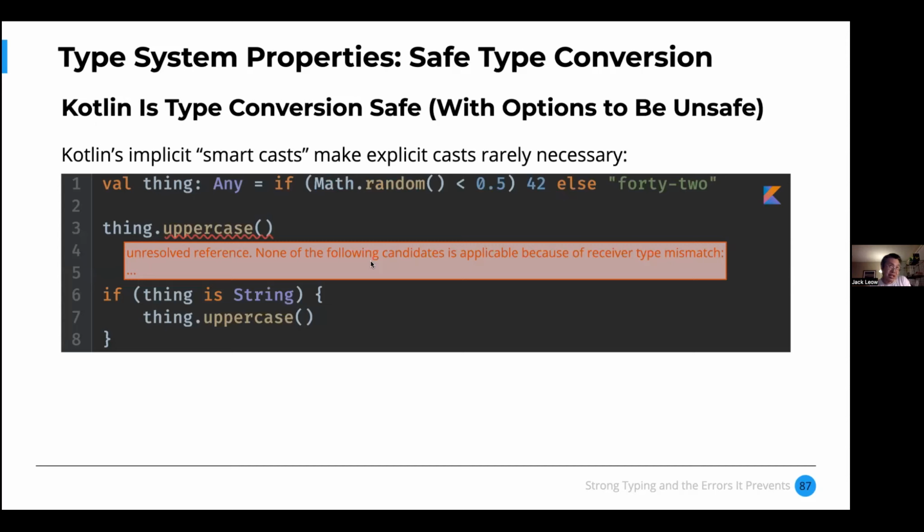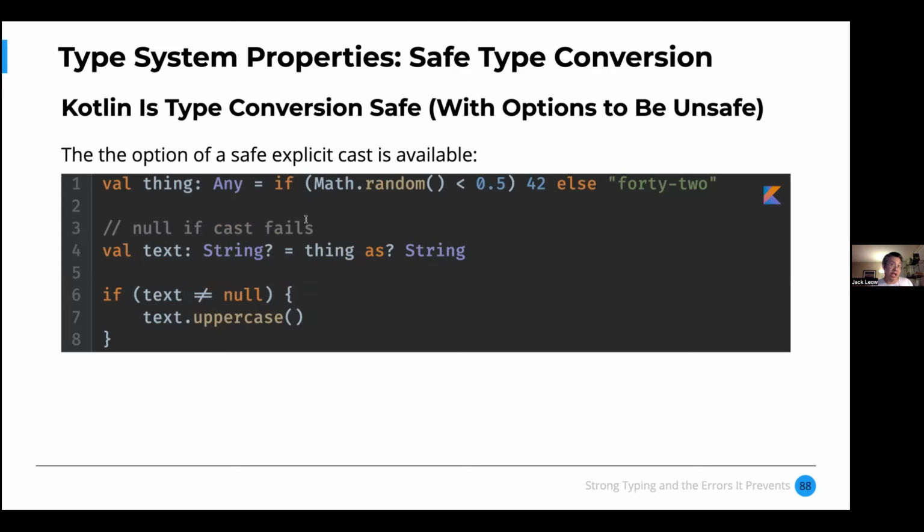So Kotlin, similarly, typically you would do smart casts, and so you really rarely have to do explicit casts, right? So again, same thing. Randomly, it could be an integer or a string. We're just giving a type of any here, and you cannot call dot uppercase on it unless you check to make sure it's a string.